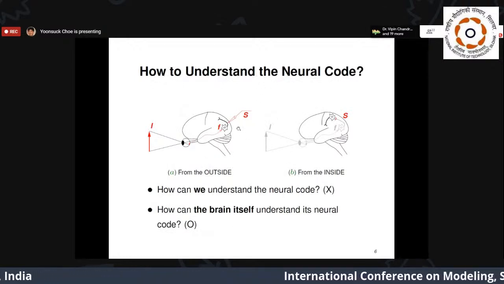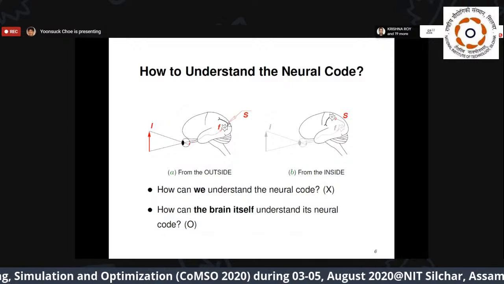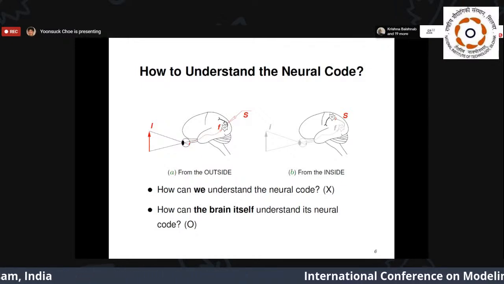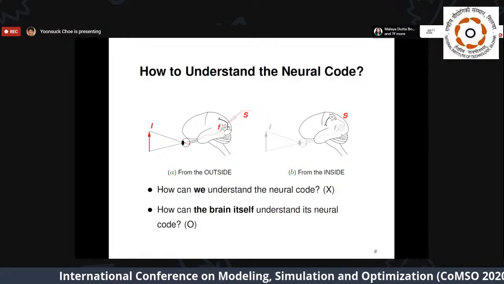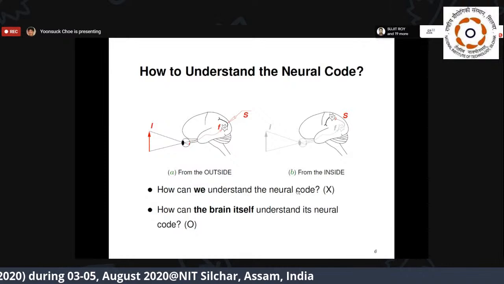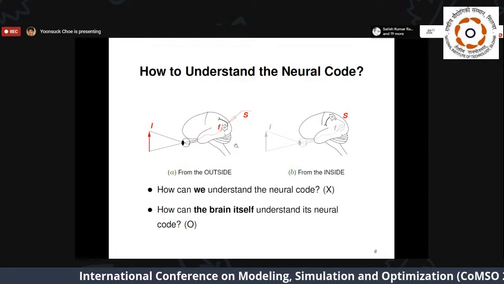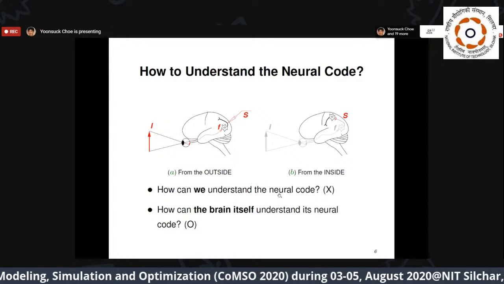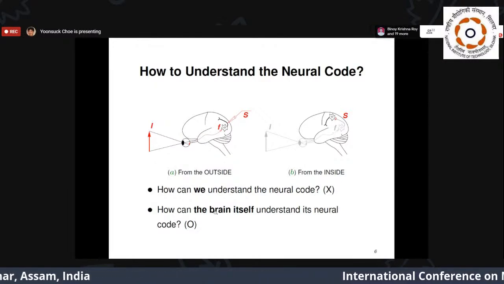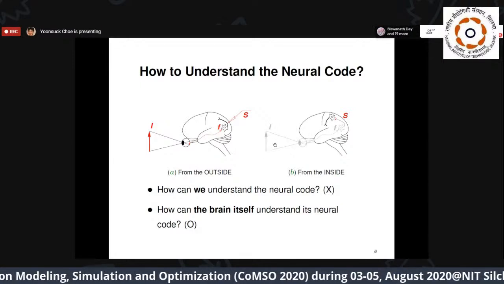The basic problem in computational neuroscience is to understand the neural code. Neurons generate something called a spike, a neural spike. It's a sort of binary signal, a stream of binary signal generated based on some kind of input or some other activity going on inside the brain. So how do we understand the meaning of the neural code? That is the question. But if we state the question as, how can we, from the outside perspective, understand the neural code, then the solution we come up with may not be applicable inside the brain. Once you bring that question inside the brain and ask how the brain itself can understand this neural code, this approach is suddenly not applicable because you don't have it.